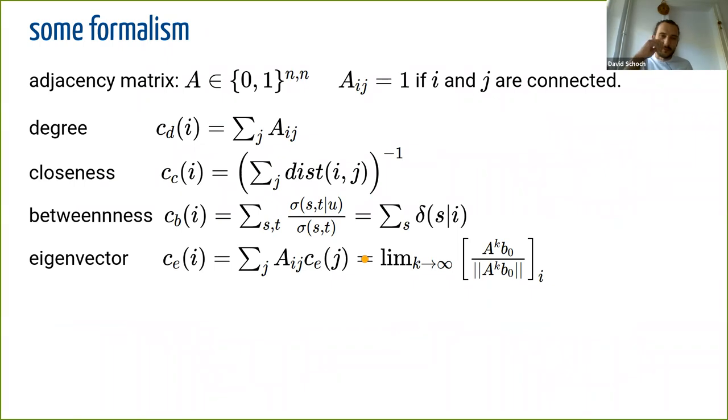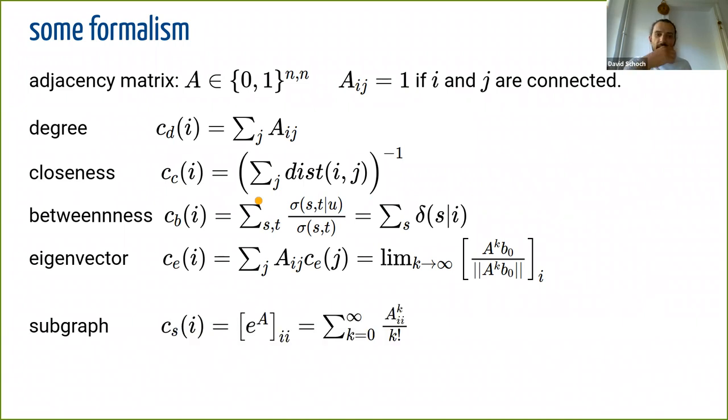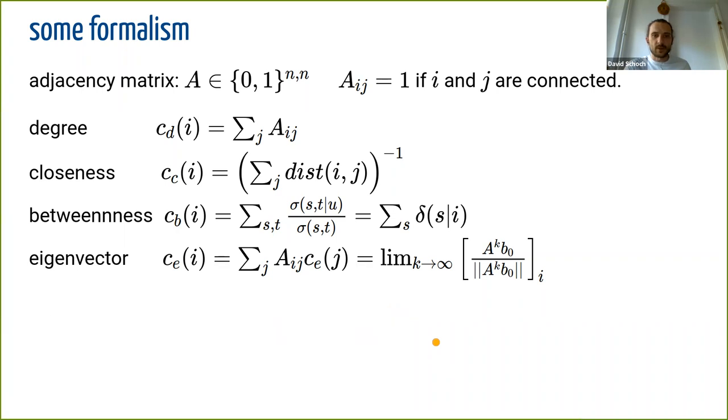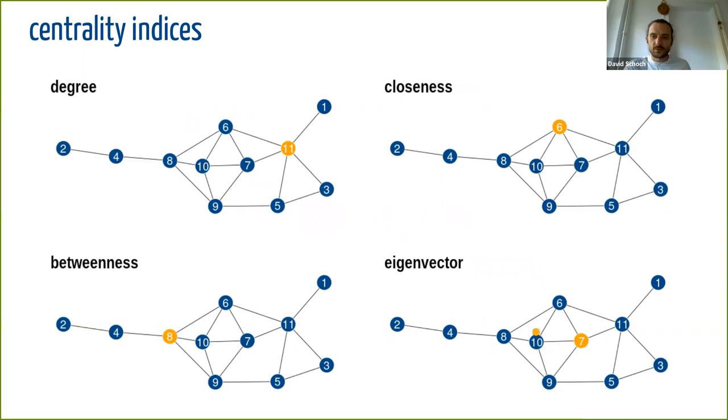This is a bit more formalism, just how these indices are defined. We have the adjacency matrix, where A_ij is 1 if two nodes are connected, and then these are the complicated formulas for what I just explained. What I will add to this is subgraph centrality, because that has also been called a standard index by now. Subgraph centrality is also a way of counting the closed walks of length k, but they are weighted down a bit more. I don't have the picture, but in this case node 10 would be the most central. So we have five indices and five different unique centers.